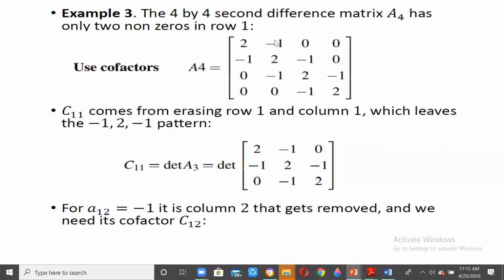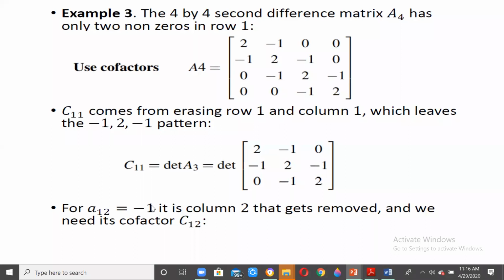Similarly, for minus 1, the cofactor will be this column, this row, and this column should be left. That means these three elements, these three elements, and these three elements will together become the submatrix corresponding to that. So C11 comes from erasing row 1 and column 1, which leaves the minus 1, 2, minus 1 pattern there. And that will give us C11 is equal to determinant A3, the determinant corresponding to this one.